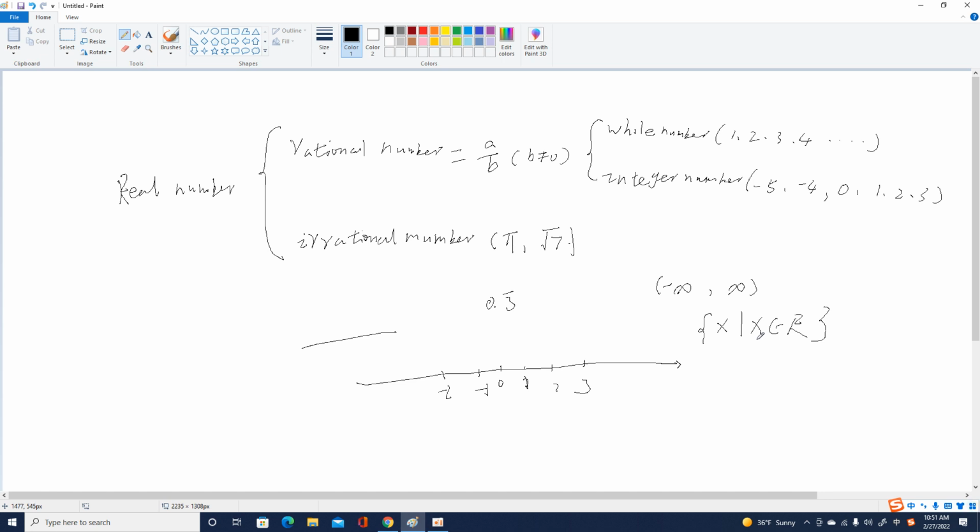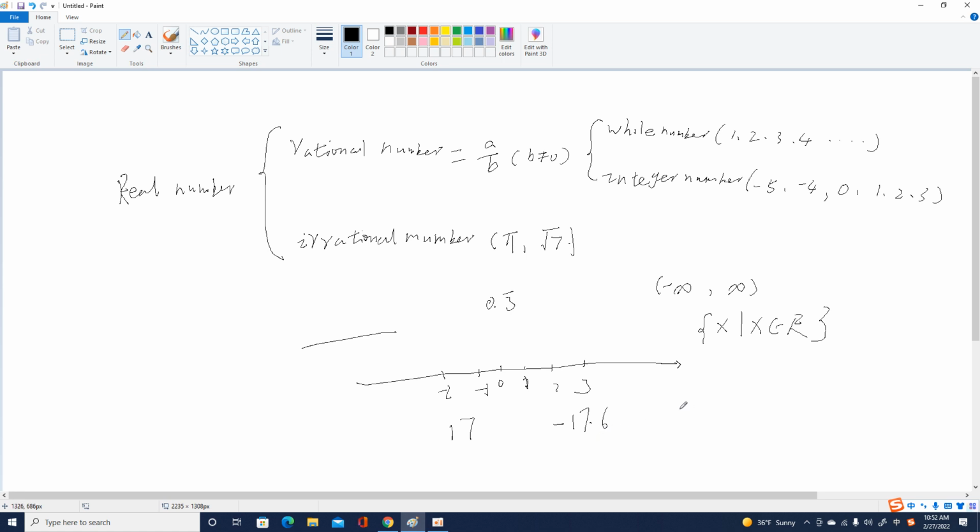Now I can give you some examples of real numbers. For example, 17. This is a real number, also a whole number, also an integer. And for example, negative 17.6. This is also a real number. This is a decimal number. Also, you can express it as a fraction.